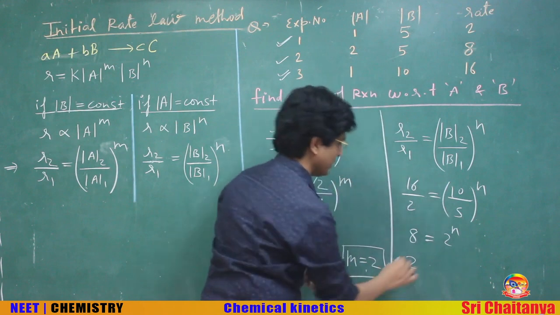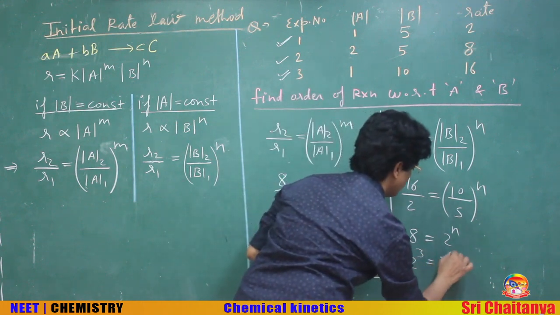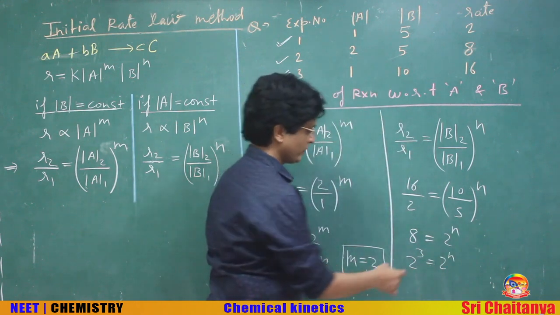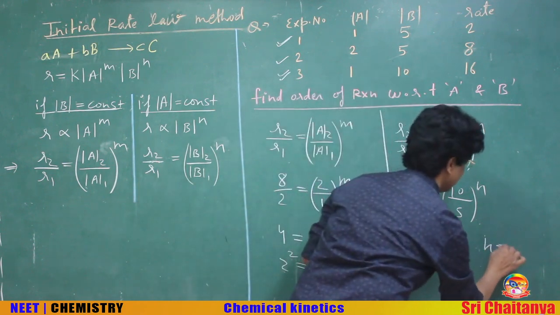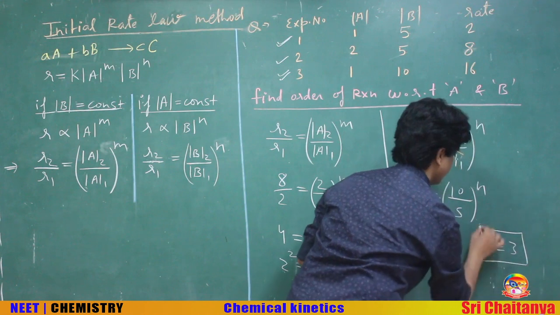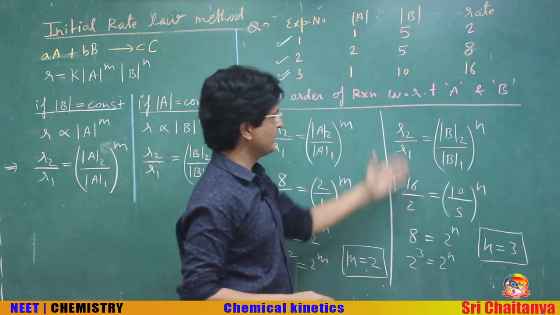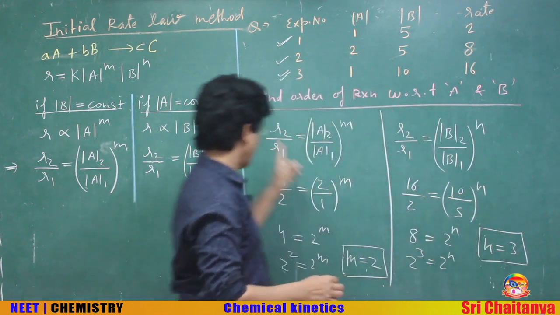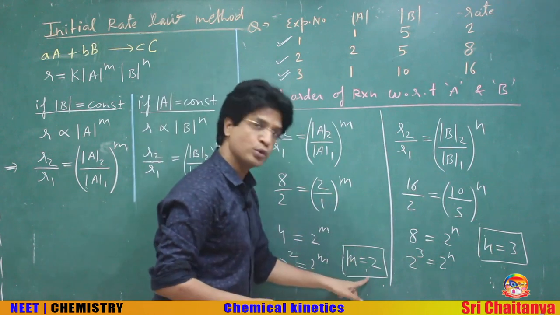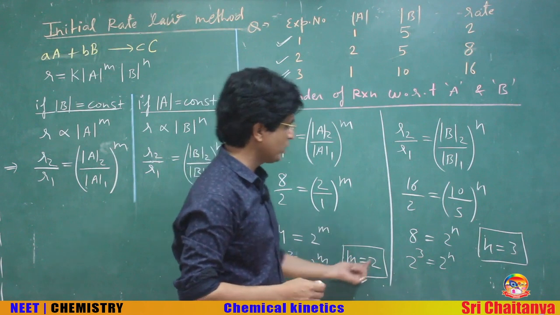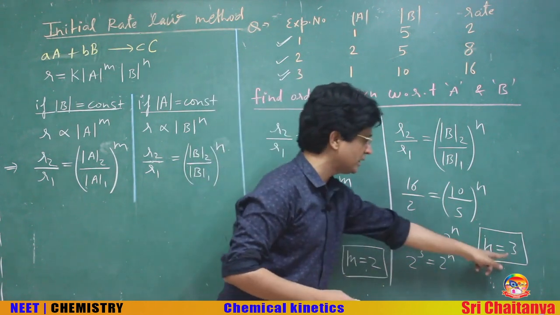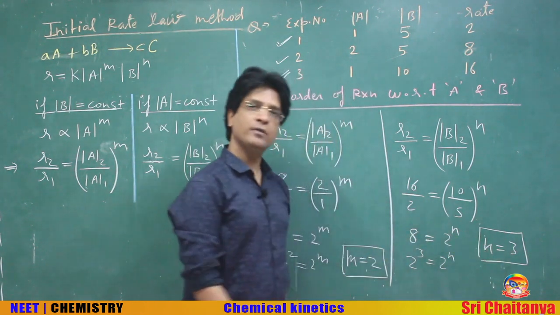This 8 can be written as 2 cube equal to 2 to the power of n. Now once the base is same, we can equate the powers. So here I can say that n is equal to 3. So order of reaction with respect to B is 3. Order of reaction with respect to A is 2. Overall order, if they ask you, will be the summation of m and n. 2 plus 3. Overall order will be 5.